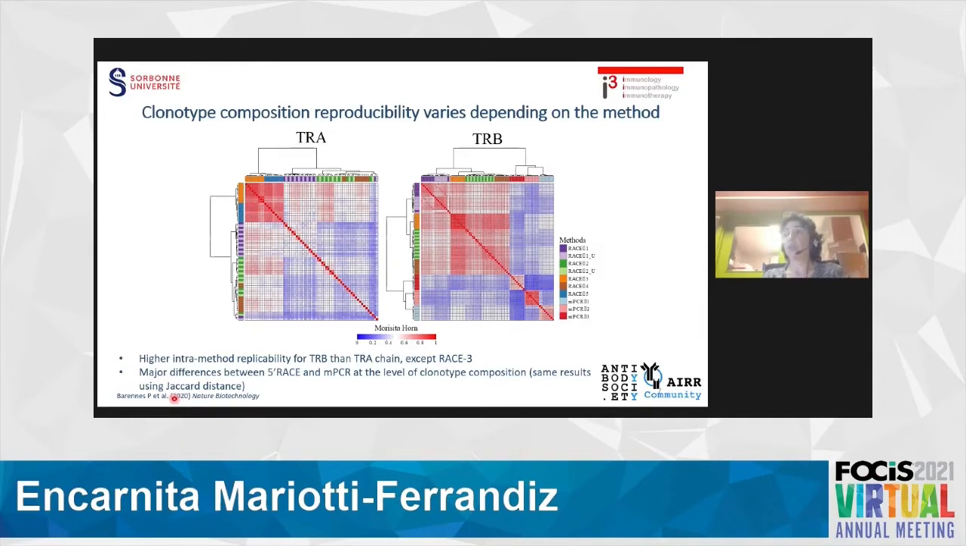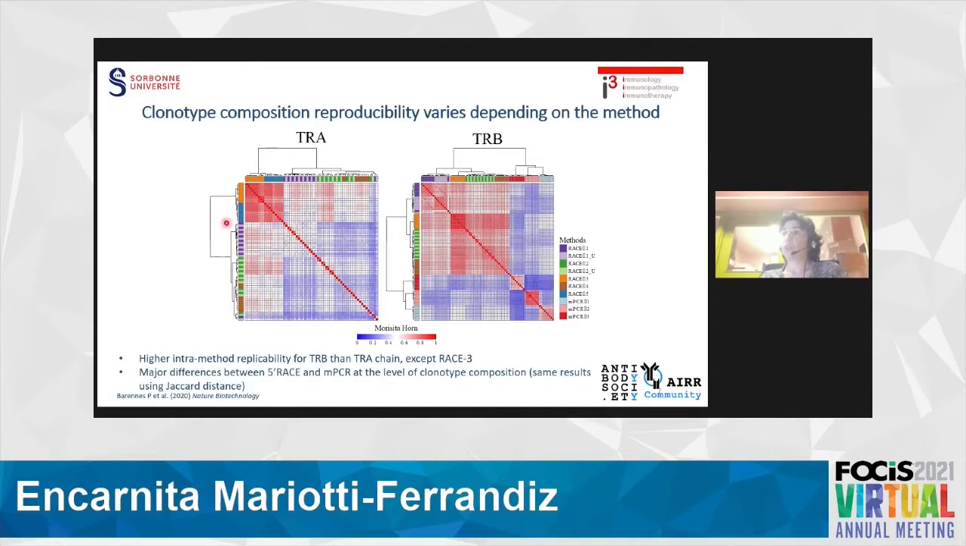But what I wanted to raise is that by comparing all those methods that were, for most of them, highly used and published, we found that depending on the TCR alpha or TCR beta chain, the results are different. So the methods are not as performant on both chains.